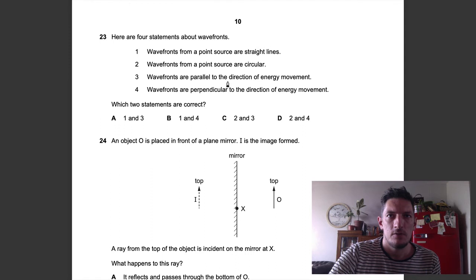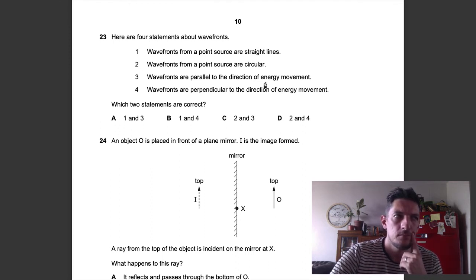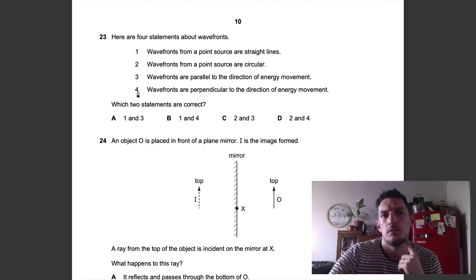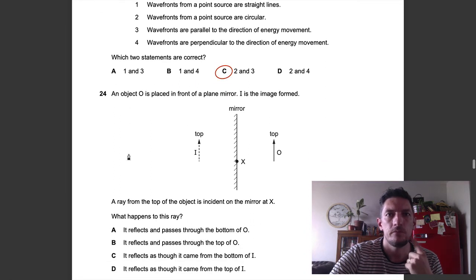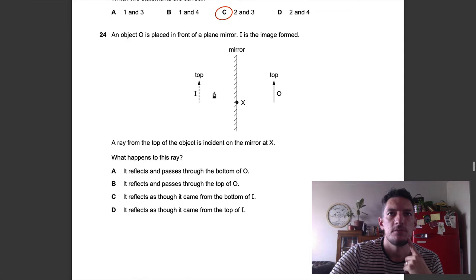Wavefronts are parallel in direction of energy movements. Yeah, I think that's correct. Wavefronts are perpendicular to the direction of energy movement. I don't think that's correct. I think it's 2 and 3. I'm going to go with 2 and 3.